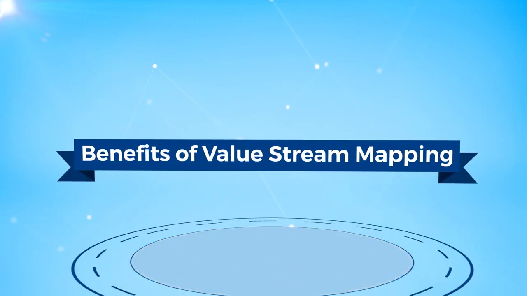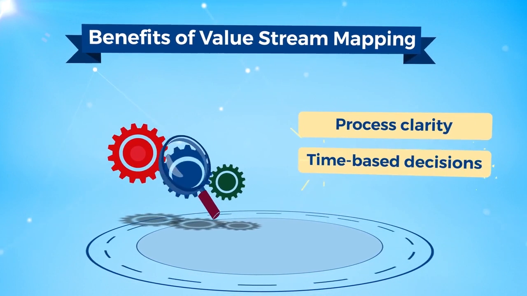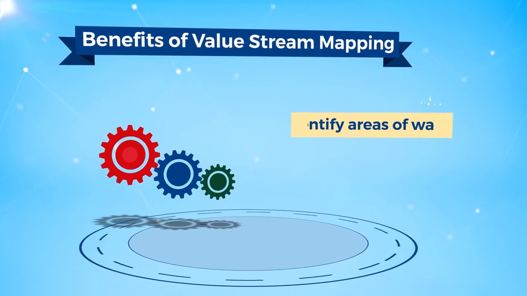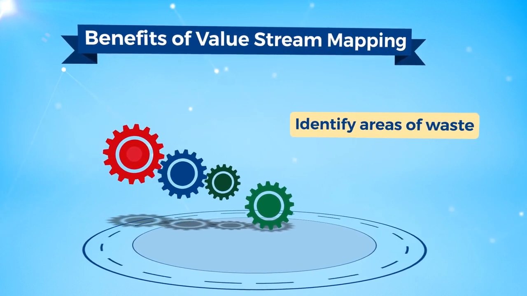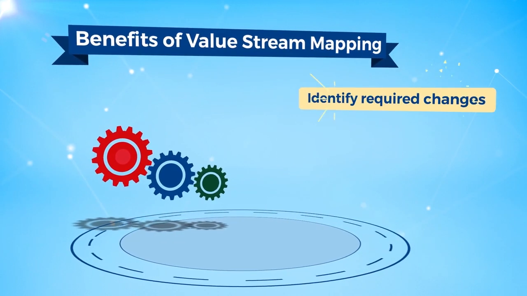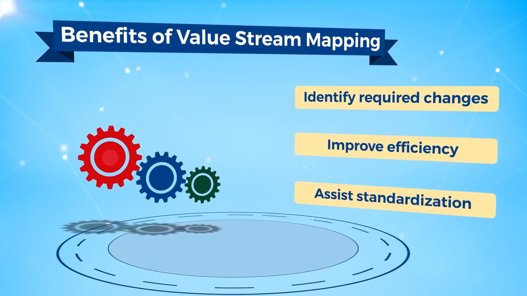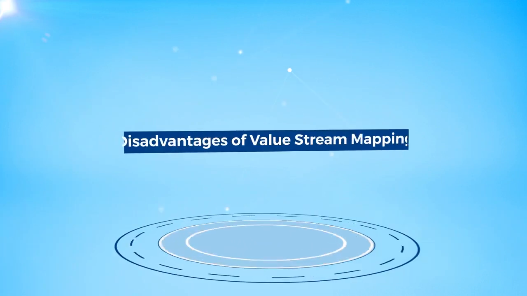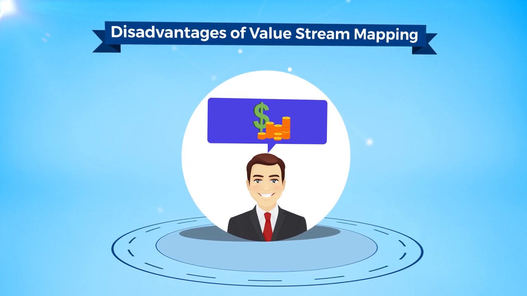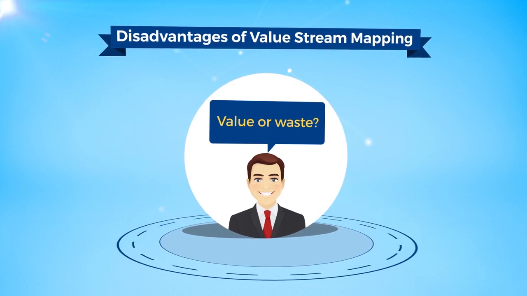Value stream mapping has a number of benefits. It provides a clearer picture of processes, and its focus on time allows time-based decisions to be made over those that are cost-based. It also identifies areas of waste and provides a common discussion point. In addition, value stream mapping identifies required changes, improves efficiency, and assists with standardization. Some disadvantages of value stream mapping are that there are no immediate significant monetary measures for value, and that stakeholders are responsible for differentiating between value and waste.